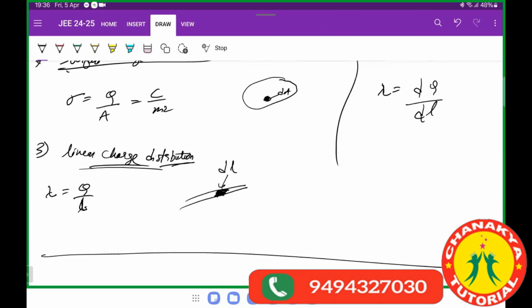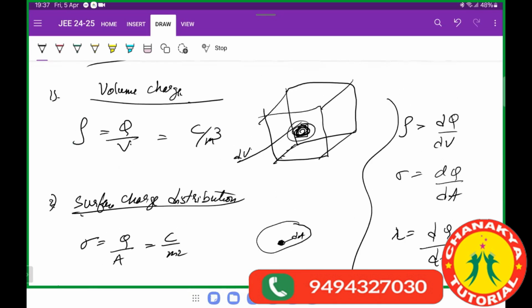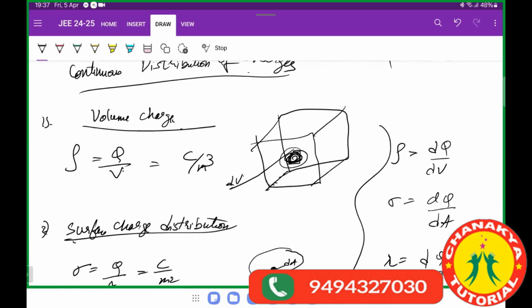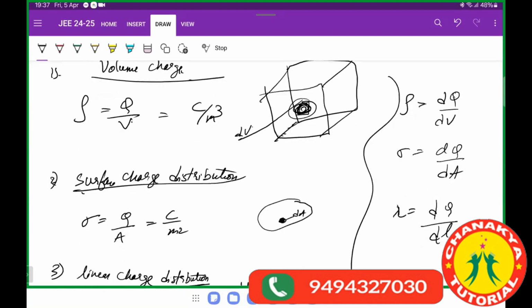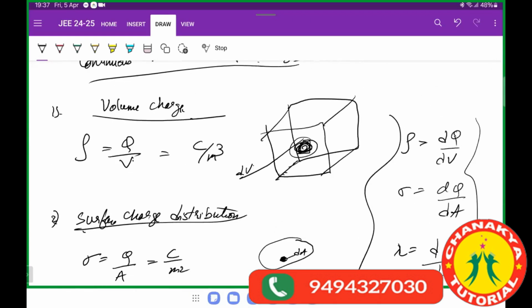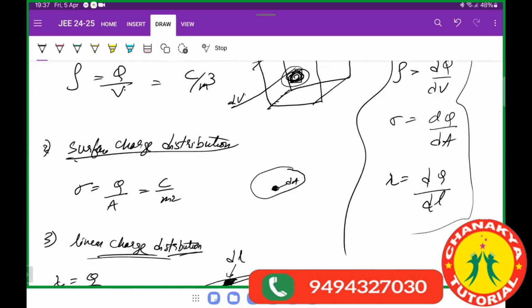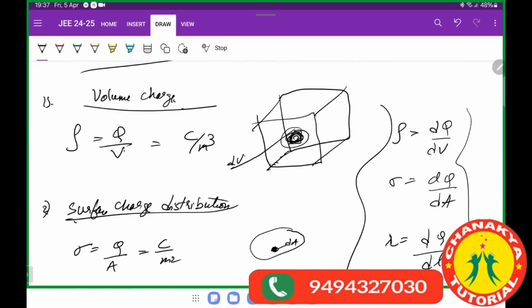Your voice is breaking actually. Okay. Did you hear what I said? Like distribution by volume, area, and length. Charge per unit length, charge per unit area, charge per unit volume. All three. Okay, sir.